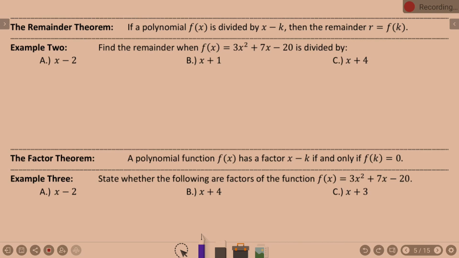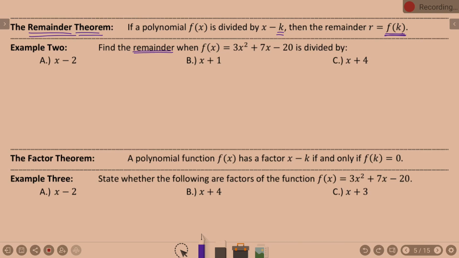Now, the remainder theorem talks about if a polynomial f of x is divided by a linear factor, then the remainder is r equals f of k. When we talk about the remainder, and we did this last year, f of k is when you take your k value and just plug it into the equation. It's a direct substitution method. We'll review synthetic division tomorrow, and you could also use synthetic division to do this. But they're asking us to find the remainder.